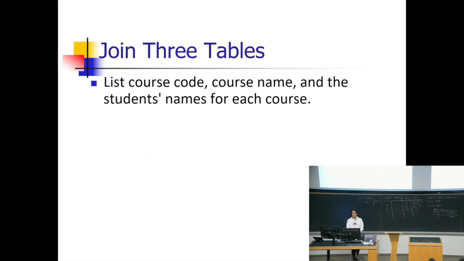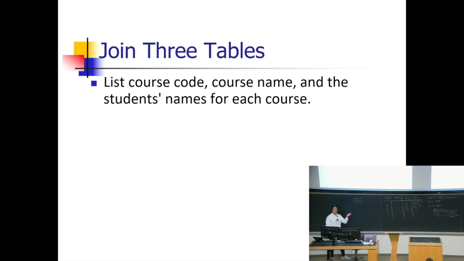And we're joining three tables. Now let's say you want to get course code, course name, and the student name for each course. Is it joining three tables or can we just join two tables? So let's say you have a table course. Just to save space, I draw the ER model for you.